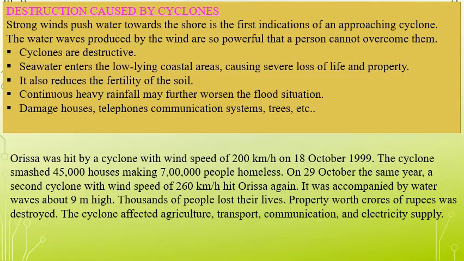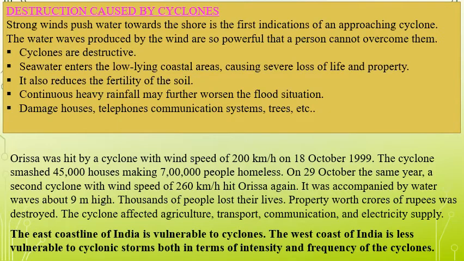Thousands of people lost their lives. Properties worth crores of rupees were destroyed. The cyclone affected agriculture, transport, communication, and electricity supplies. The east coastline of India is vulnerable to cyclones. The west coast of India is less vulnerable to cyclone storms, both in terms of intensity and frequency of the cyclones.